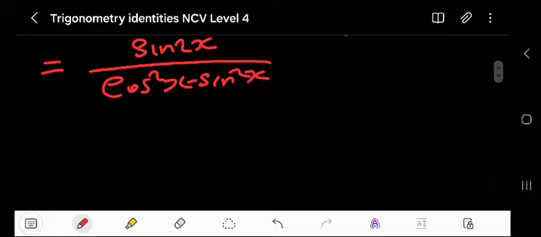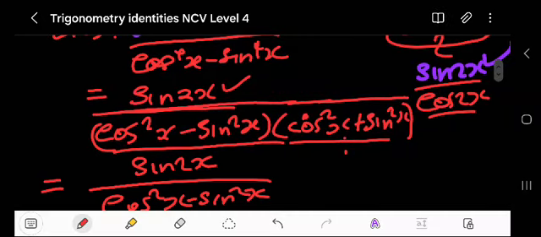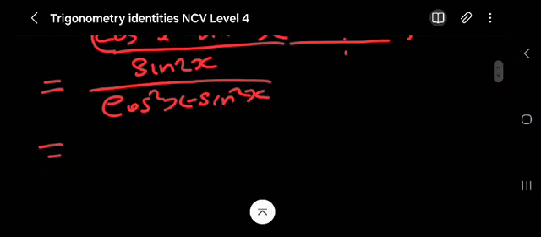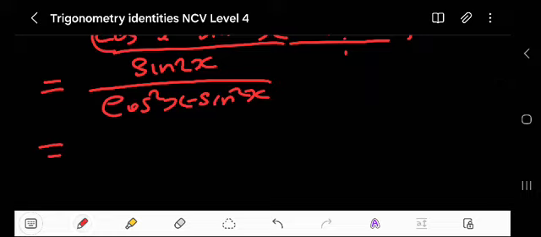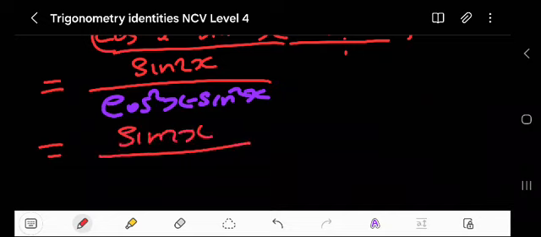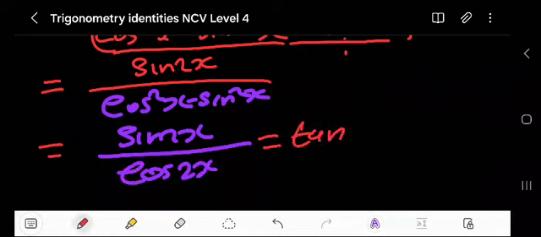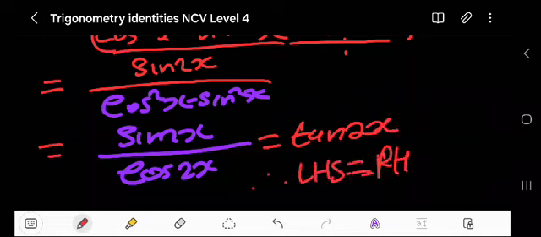Right, so the aim is to have this. As you can see, this is a double angle of cos. Now we are good to go. Sine 2x all over cos 2x. So guys, guess what? This is simply equal to tan 2x. Therefore, the left hand side is equal to the right hand side.